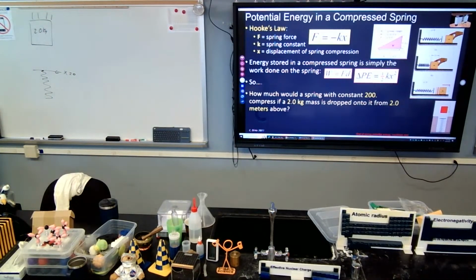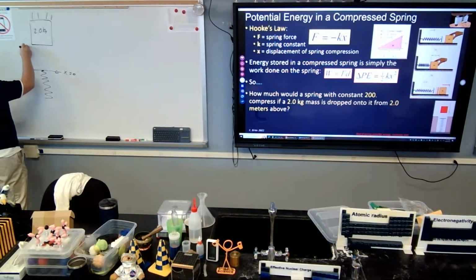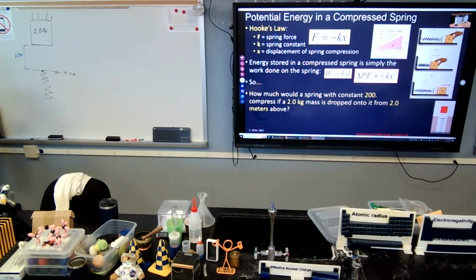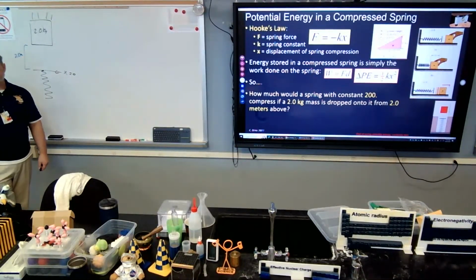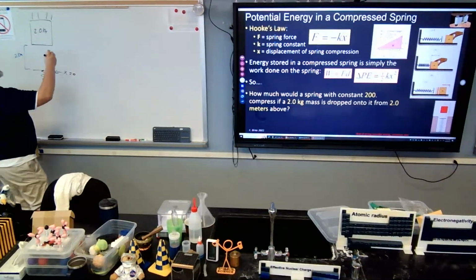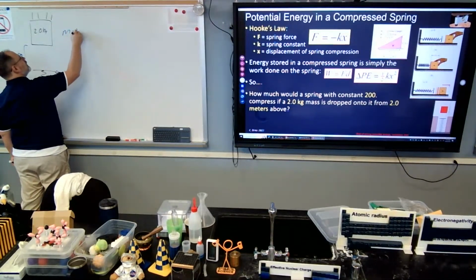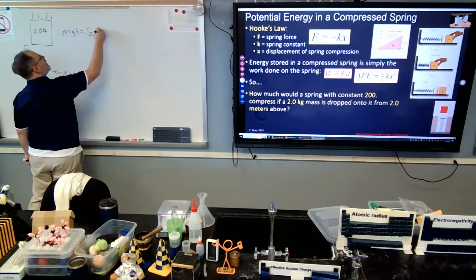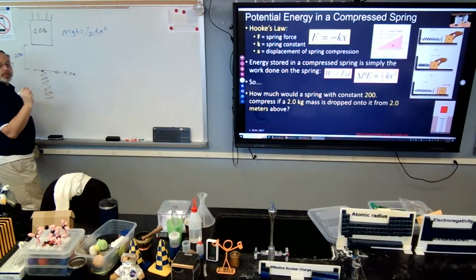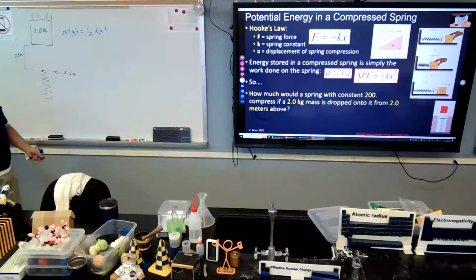Okay, and it's dropped from 2 meters above. Yep. So I'm just going to use the bottom of the thing just to make it easy. So it's going to drop 2.0 meters. Oh wait. So can we say that the block loses potential energy? Yes. And can we say that the spring gains potential energy? Yes. So the mgh of the block equals the 1/2 kx squared of the spring.